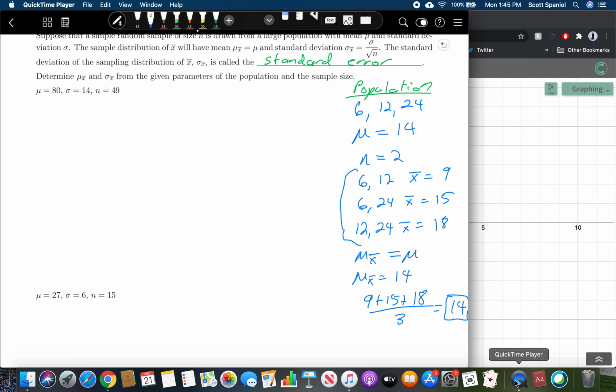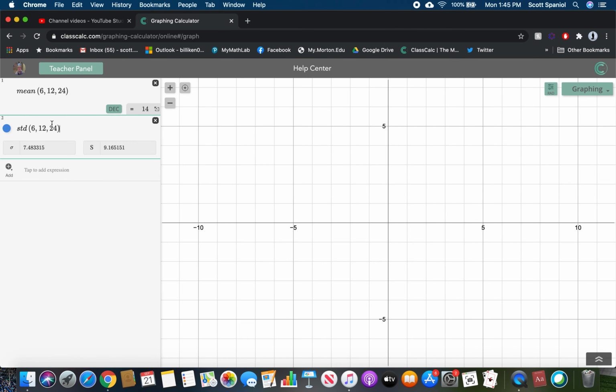Okay. And we did already say this, but if you look at the standard deviation for 6, 12, and 24, it was 7.48. While my formula won't work, I can show you that the standard deviation of these means is smaller, right? It's 3.74. So it's a lot smaller than this one. So when we look at these, our standard deviations are going to be smaller.